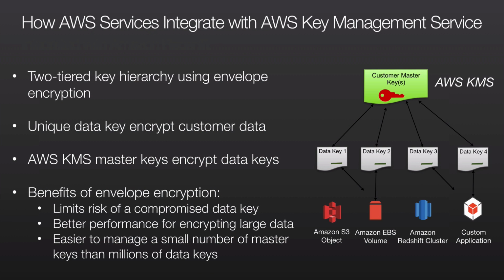Services integrate with the AWS Key Management Service using a two-tiered key hierarchy with envelope encryption. A unique data key is used to encrypt customer data, and the AWS KMS master keys are then used to encrypt those data keys. So it gives the benefits of envelope encryption that you can see there. You've got a small number of master keys to manage rather than potentially millions of data keys that could be in service.